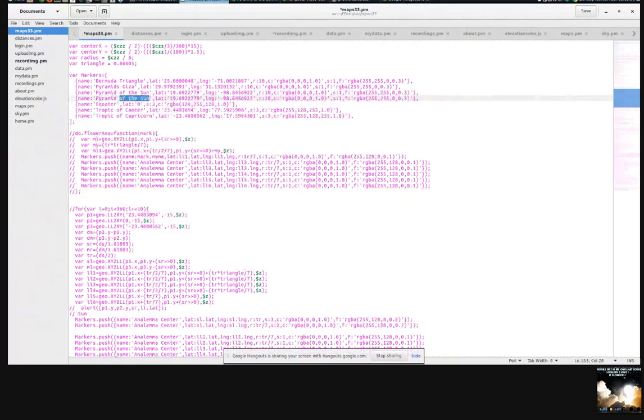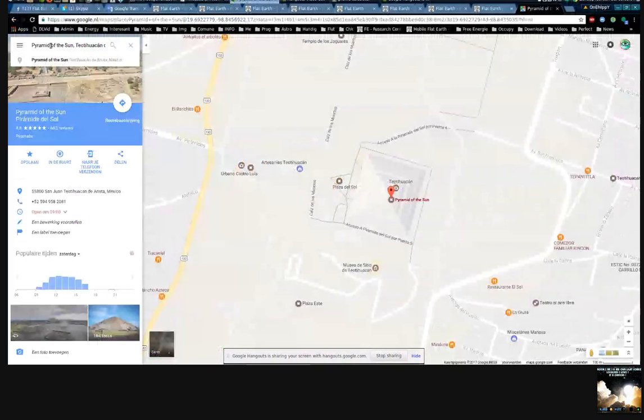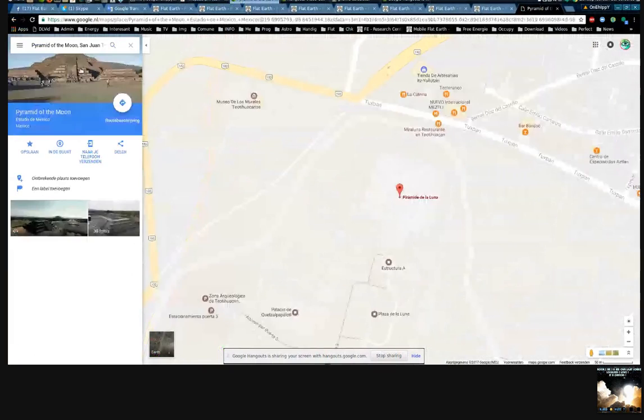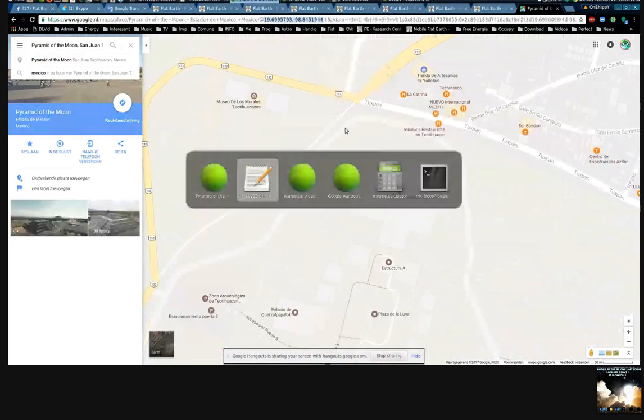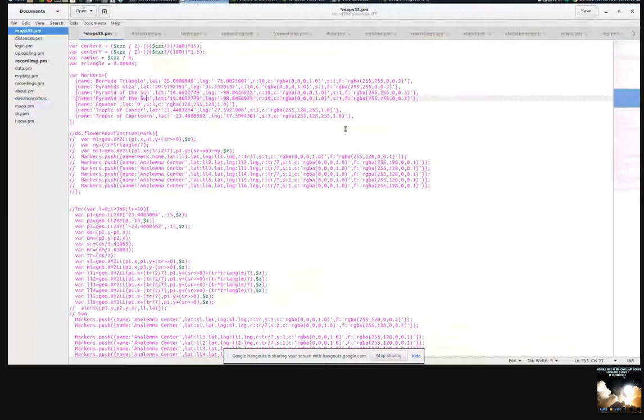Pyramids. Ceres, we're making history. Pyramid of the Moon. Oh, that's the other one. Pyramid of the Sun. Yeah, you have the Sun and the Moon. And that one is more south. And smaller. Yeah, indeed.